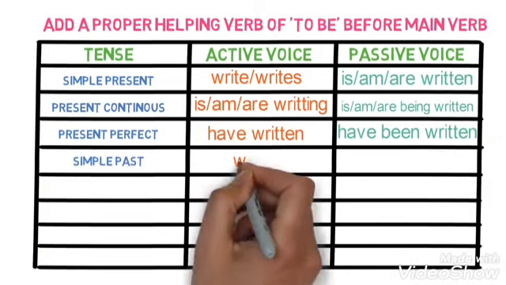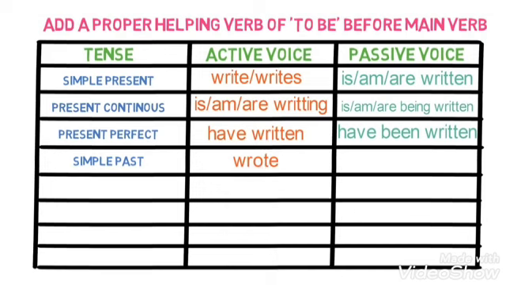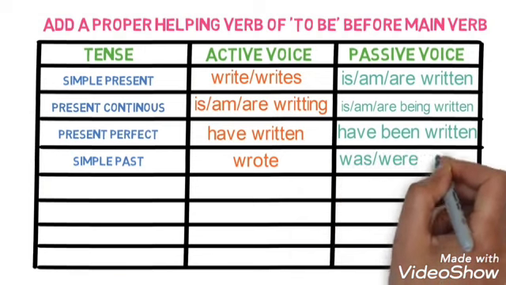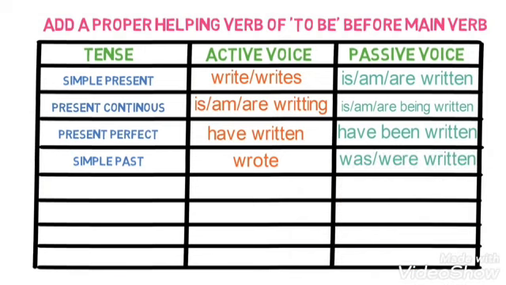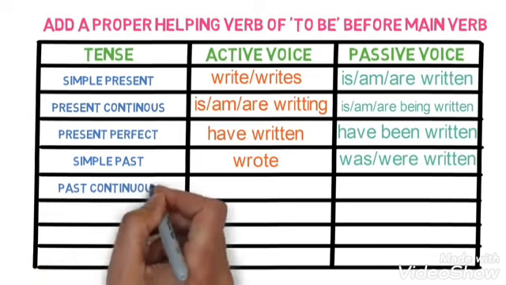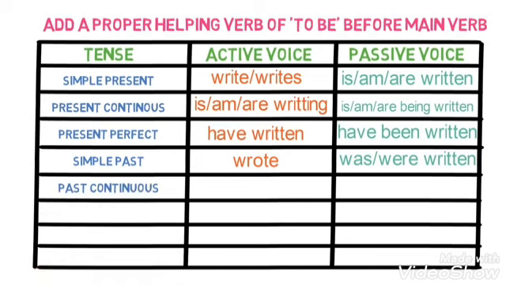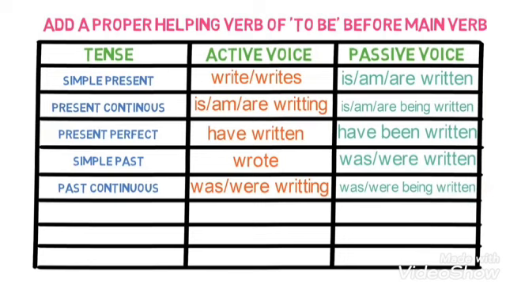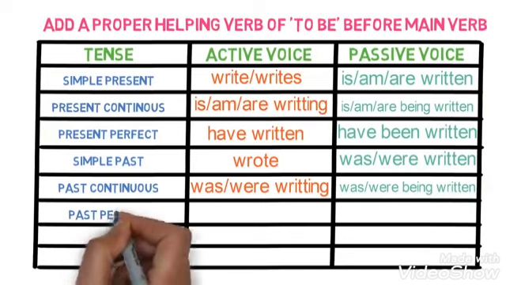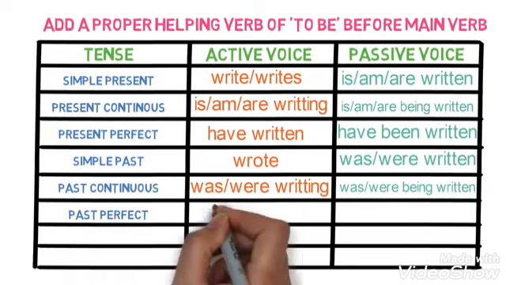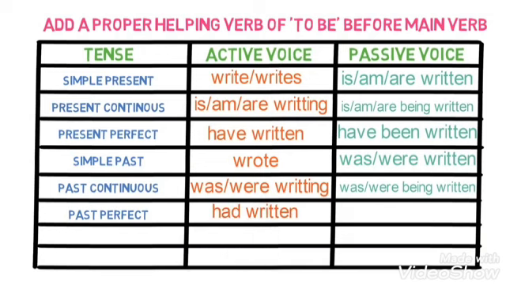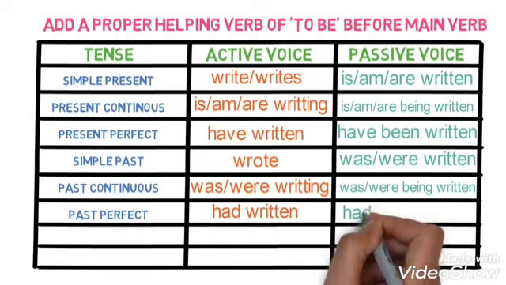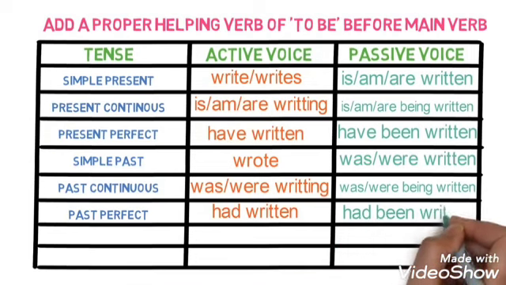In the simple past, wrote. In the passive voice, was or were written. The past continuous tense: was or were writing. Passive voice: was or were being written. In the past perfect tense, had written. In the passive voice, had been written.